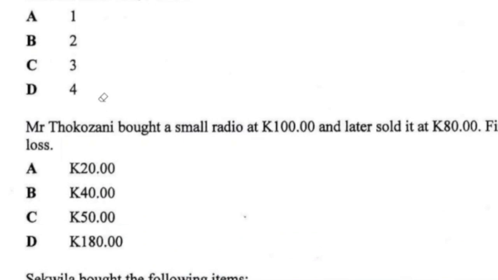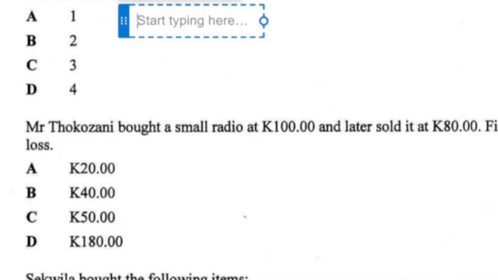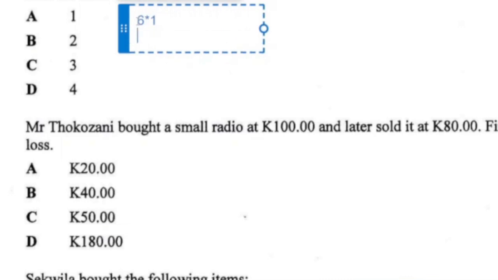Find the highest common factor of 6, 9 and 12. Okay, so here what we are asked to do is we can list the factors of 6 first. Let's start with the factors of 6. So we are going to list the factors of 6, which is 6 times 1. Okay, the other one is 3 times 2. Those are the 4 factors of 6. There is no other number that can go into 6 apart from these.